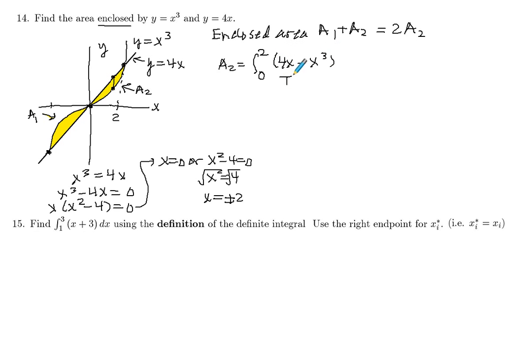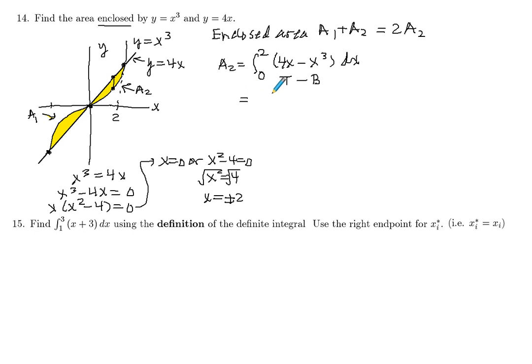Okay, so this is top minus bottom, and then it's with respect to x. So you're adding up the area underneath 4x and you're subtracting the area underneath x cubed, which would be this white area, and that leaves you the area in between. So, once we got this set up, it's not a hard integral to do.